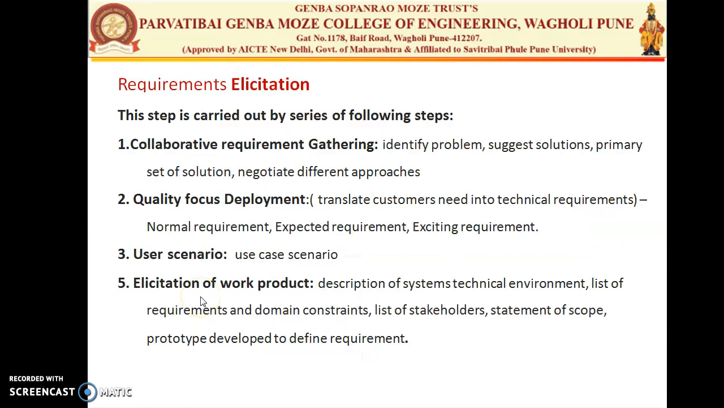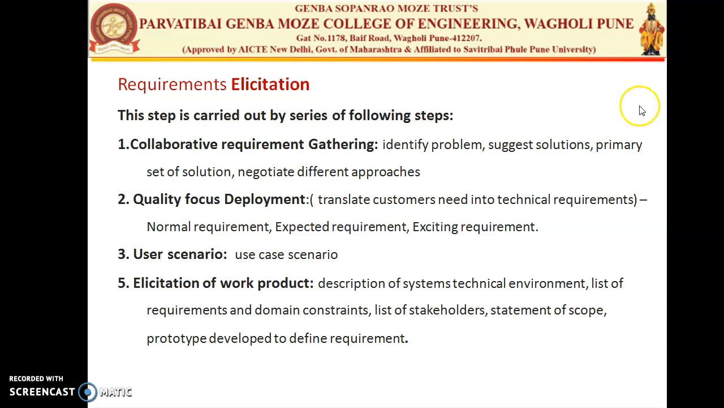So the next one is the requirement elicitation. Whatever these steps are, the requirement elicitation is carried out with a series of different steps. First is collaborative requirement gathering, that is nothing but identifying the problem, suggesting the solution, and creating a primary set of solutions, and negotiating the different approaches with the customer: what should be taken, what requirement should be prioritized, what should be neglected, and all.